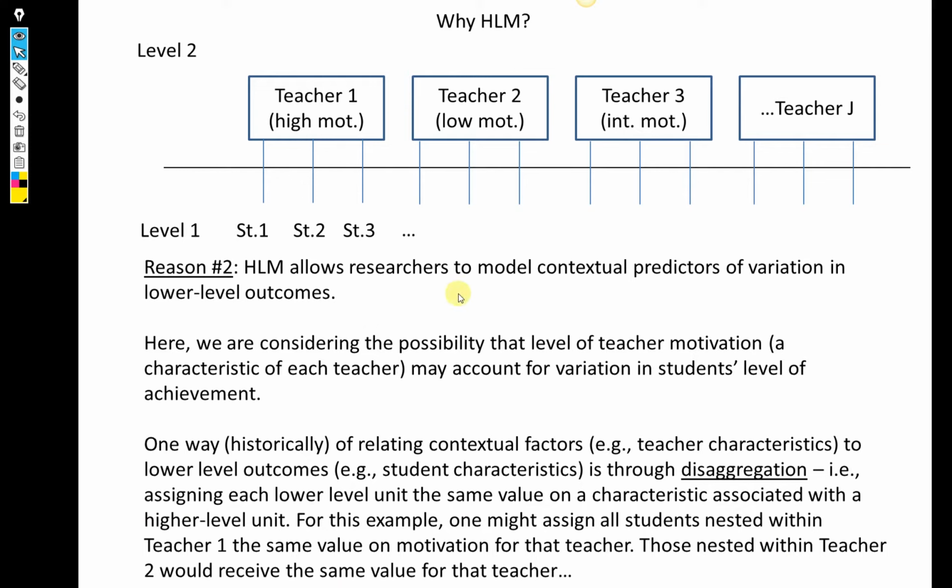So if I have a data file that's set up with student level data, where each row would contain the student measures of achievement, or motivation to learn, or gender, or whatever, we would also have, if we're using this process of disaggregation, a variable associated with each student, which would reflect the level of teacher motivation. So in other words, all students who fall under teacher 1 would receive the same value on teacher motivation as that teacher. All the students within teacher 2 would receive the same value, and so forth.